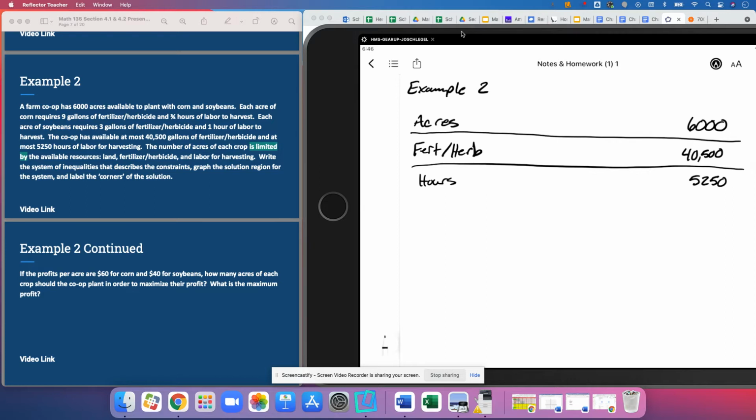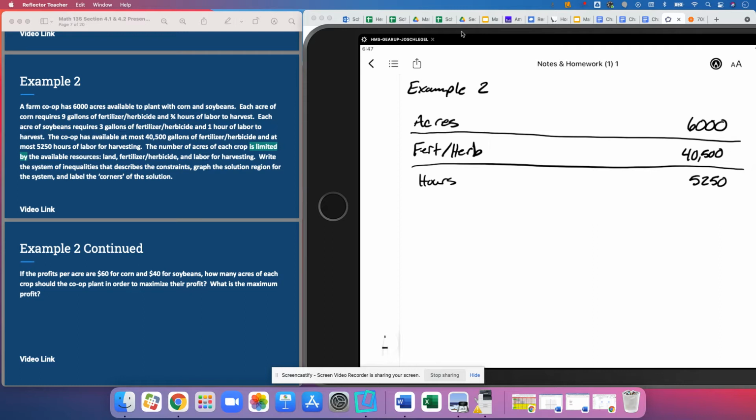The number of acres of each crop is limited by the available resources and labor. We're asked to write a system of inequalities that describes the constraints and find the corners in the graph. As I mentioned, everyone, the first step is to go through the problem. You may have to read it 2 or 3 times, find the totals, and label them, as I have here. Then we're going to go back and try to fill in what our 2 columns are going to be.